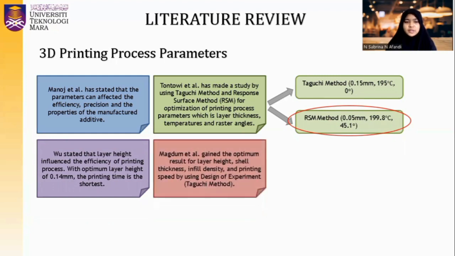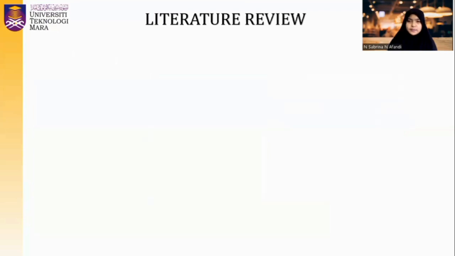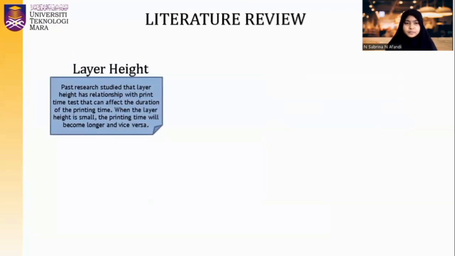Wu stated that layer height influenced the efficiency of printing process. With optimal layer height of 0.14 millimeters, the printing time is the shortest. Past research has gained optimal result for layer height, shell thickness, infill density, and printing speed by using DOE of Taguchi method. Cottrell said that by using design of experiment DOE, infill, layer thickness, and nozzle diameter can be optimized to improve the printing part of the PLA. Layer height.